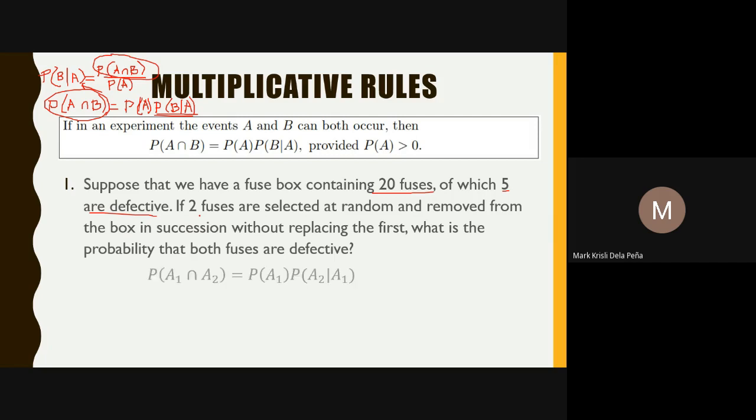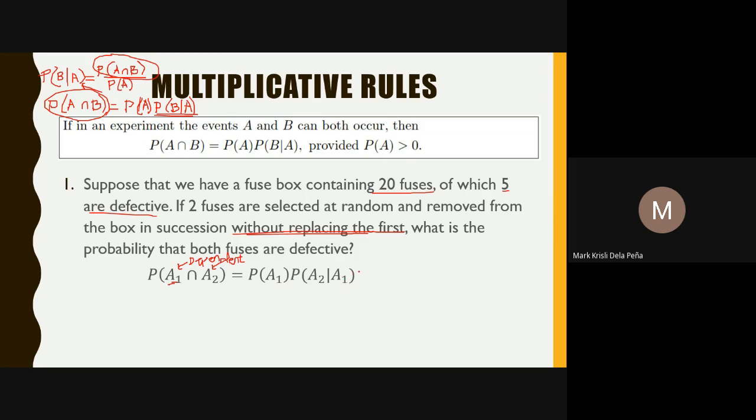Going back to our equation, A sub 1 denotes that the first fuse selected is defective, and A sub 2 is that the second fuse is also defective. And take note that we won't replace or put back the first fuse. So these are dependent events, because the probability of A sub 2 is affected by A sub 1. Checking our definition, this will be the probability of A sub 1 multiplied by the probability of A sub 2 given that A sub 1 occurs.